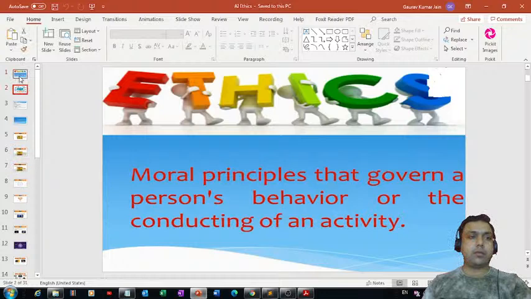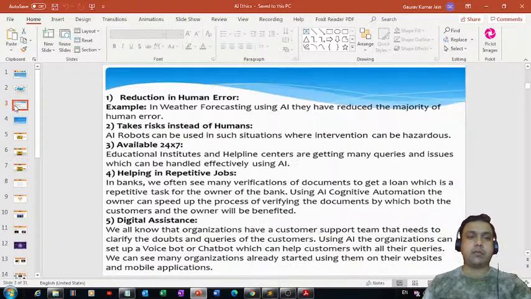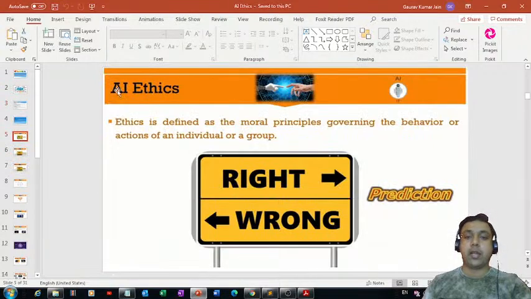So AI ethics, what are AI ethics? They refer to moral principles that govern a person's behavior or the conducting of an activity. This is what ethics is, right? If you need to have principles, you need to be honest, you need to have the power of taking responsibilities, and you need to know how to make correct decisions. All these things come under ethics. From this ethics only, the term AI ethics has been derived.